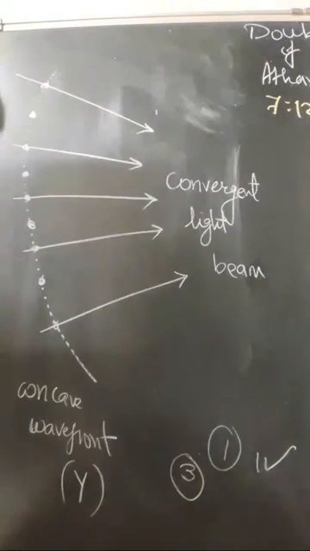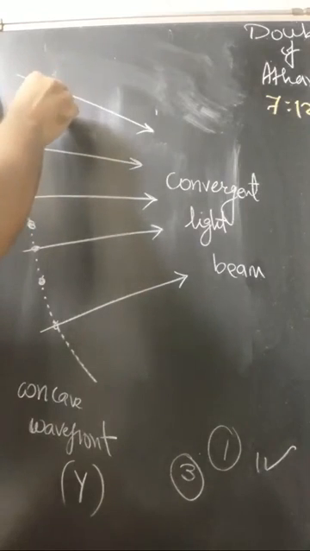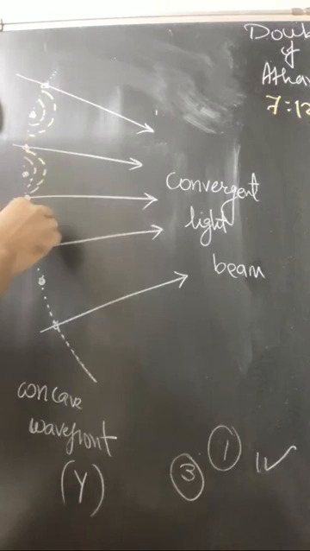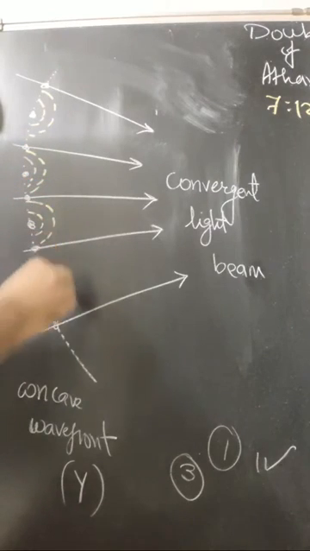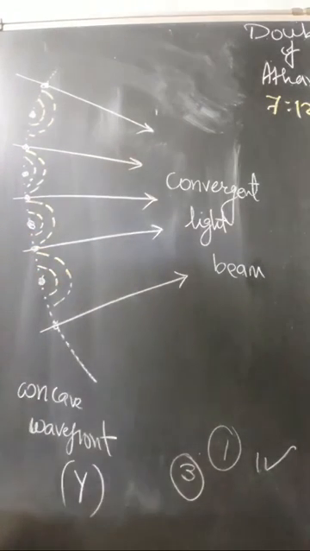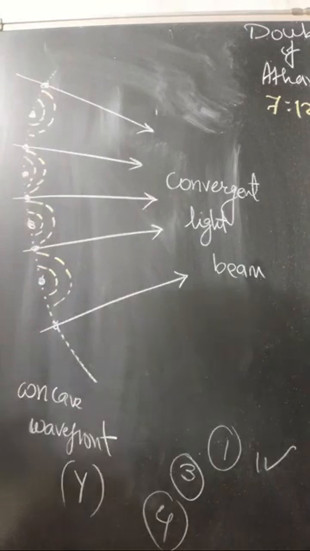So this is a secondary wavelet. Oh, sorry, this is a new wavefront, a new spherical wavefront. This is also a new spherical wavefront. Like this. Now, fourth question. After drawing these spherical wavefronts, what are we supposed to do?